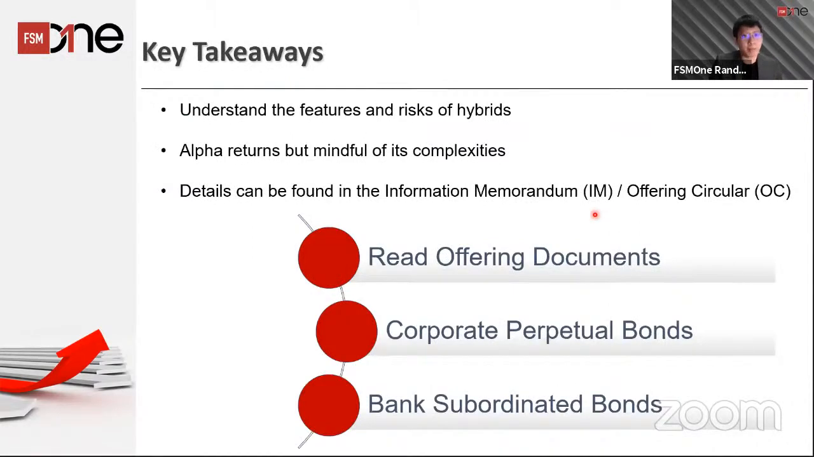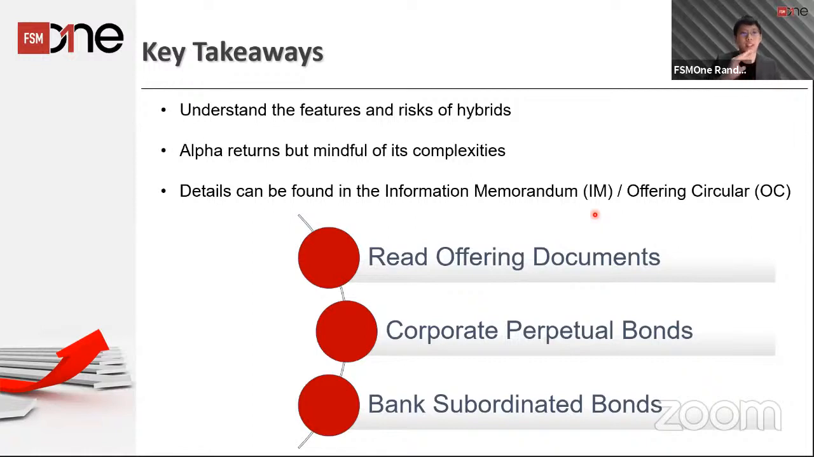So just to recap here, in these 50-minute sections, I hope that we can at least have some concept or get some idea to understand the features of the hybrid securities. They are also giving alpha returns, quite attractive returns, but make sure you understand the complexity and also the special features of these bonds. And again, all the details can be found in the bond prospectus.